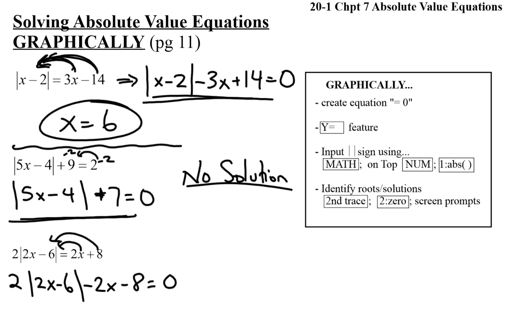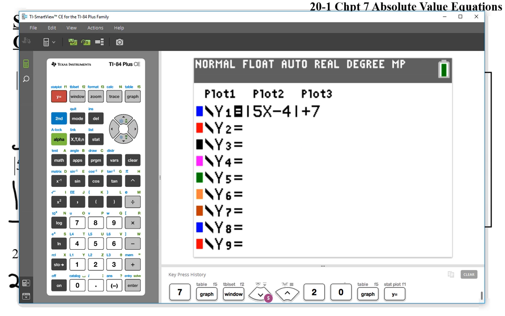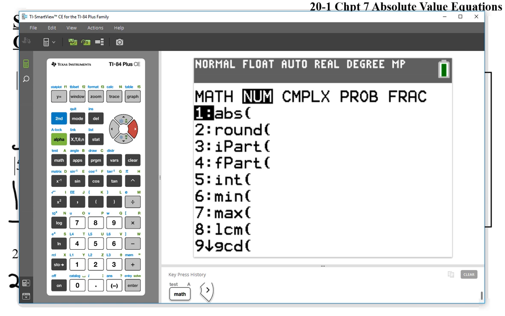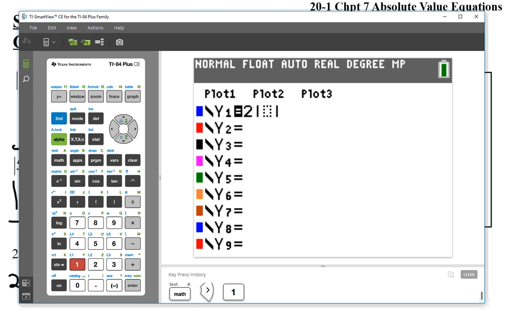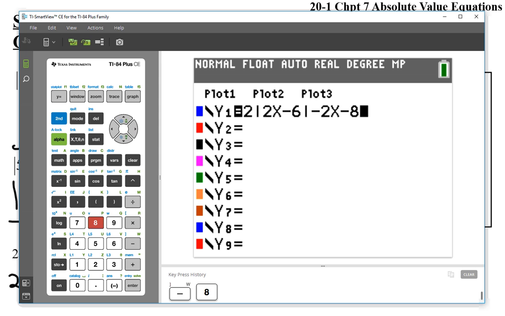So again, here we go. Lots to be graphed. Y equals, clear what we had. We have 2. Now I need my brackets. Math, scroll over to number. We want number 1, the absolute. We're going to put 2x minus 6 in there. Leave the absolute. Please don't forget that. Subtract 2x, and then subtract 8.